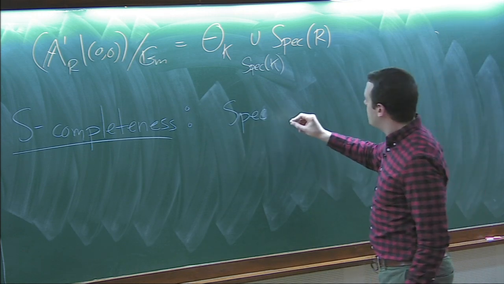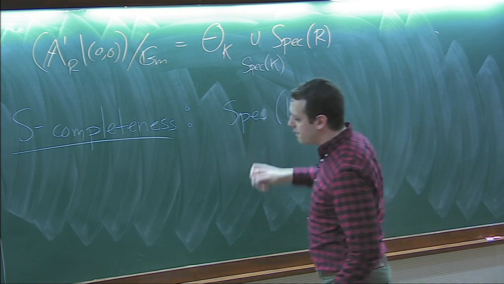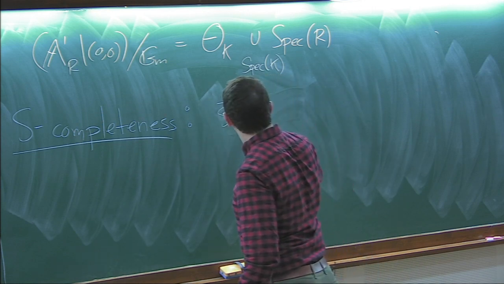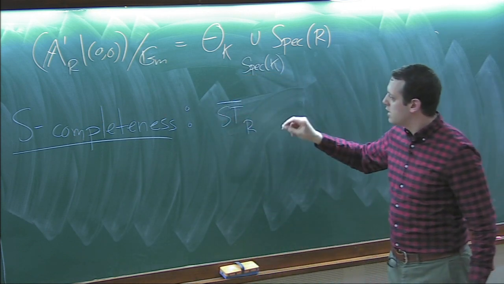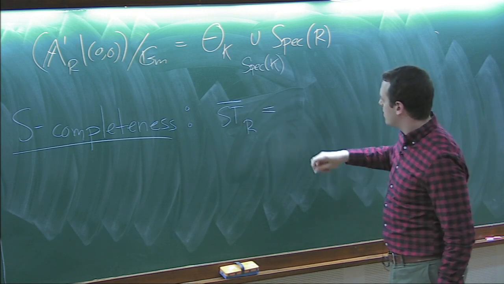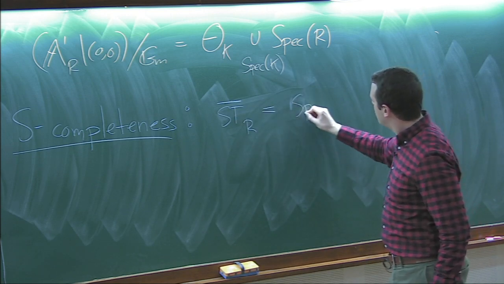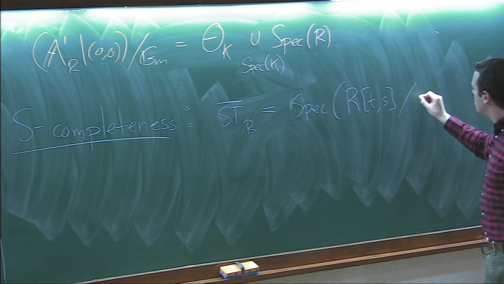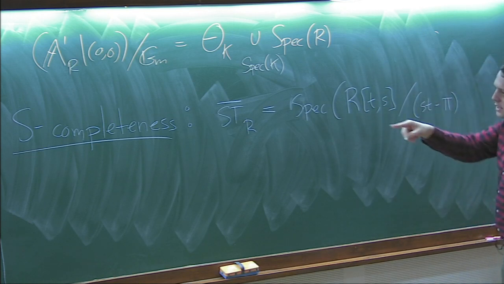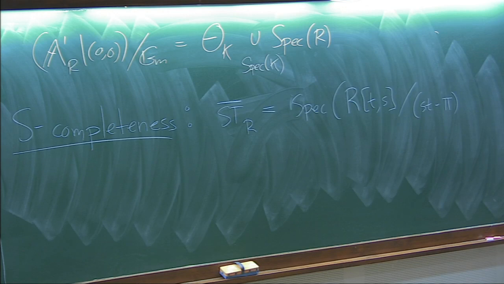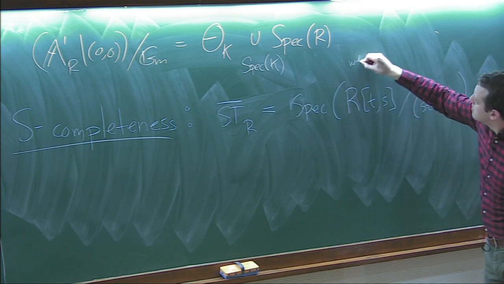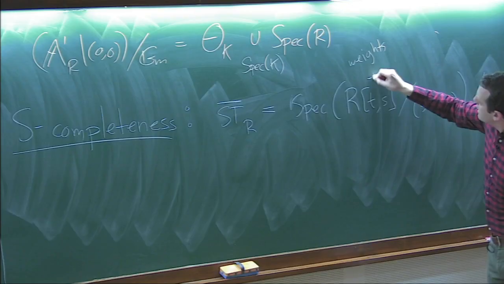So I'm going to define for you a little stack. We call it ST_R bar. This stands for Seshadri test scheme with respect to R. So this is spec of R[S, T] modulo (ST minus pi), using the same notation, so pi is a uniformizer of R, modulo G_m, where the G_m action here is encoded by giving T weight minus 1 and S weight 1.